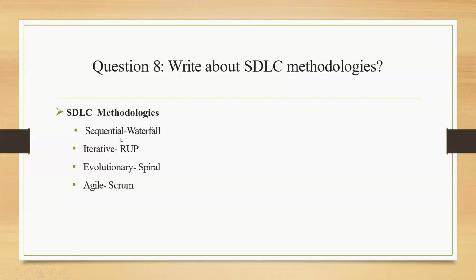As we know, sequential follows a linear approach. We need to follow a step by step procedure. Only when one step is completed can we move to the next step. Likewise, we describe all these methodologies: what is iterative, what is evolutionary, and what is agile. Agile is mostly used for faster delivery of your project, where change requests can be easily handled. Likewise, you need to mention each of these methodologies, guys.